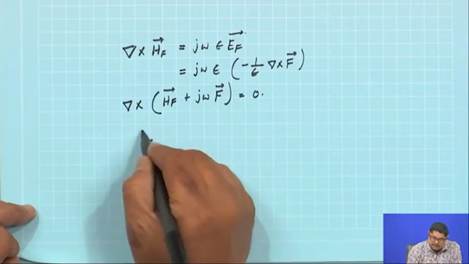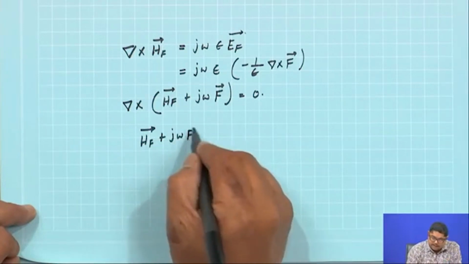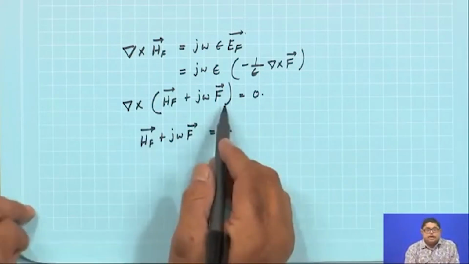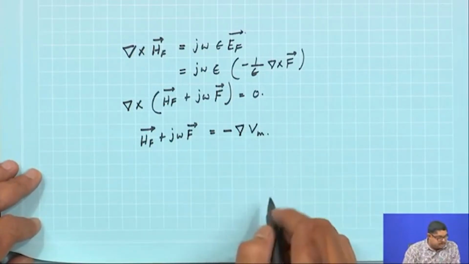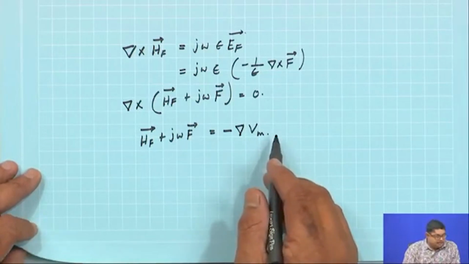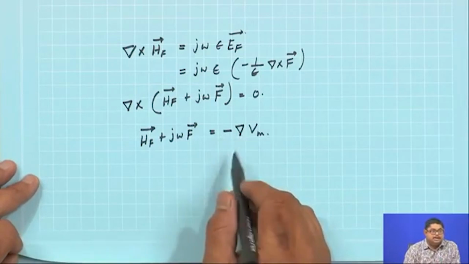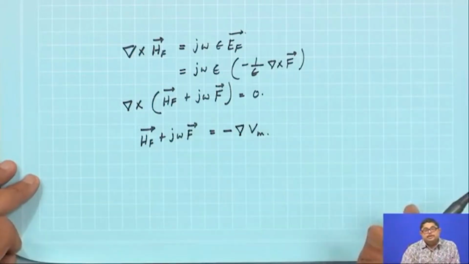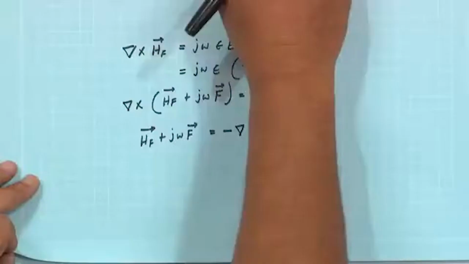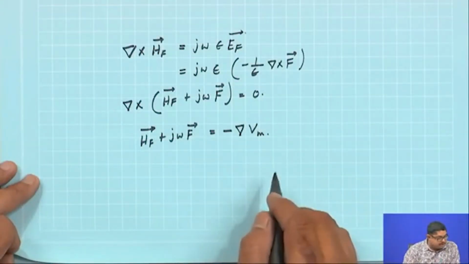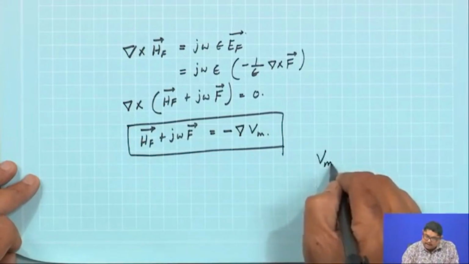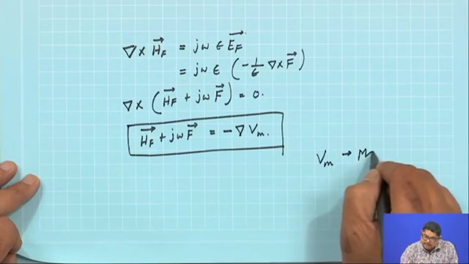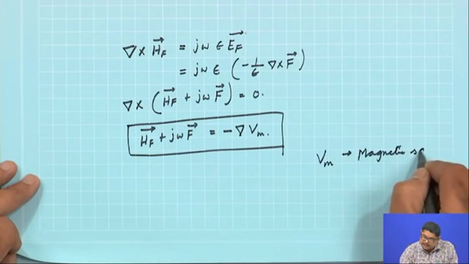So, since the curl of HF plus j omega F is 0, I can say that the gradient of this is a scalar function V m. This minus sign I am choosing deliberately, because in my curl equation you will see that M is negative. So, to adjust with that, we are choosing both this electric vector potential and this magnetic scalar potential by definition negative. So, this is another defining equation, another scalar potential function, and this is the magnetic scalar potential.